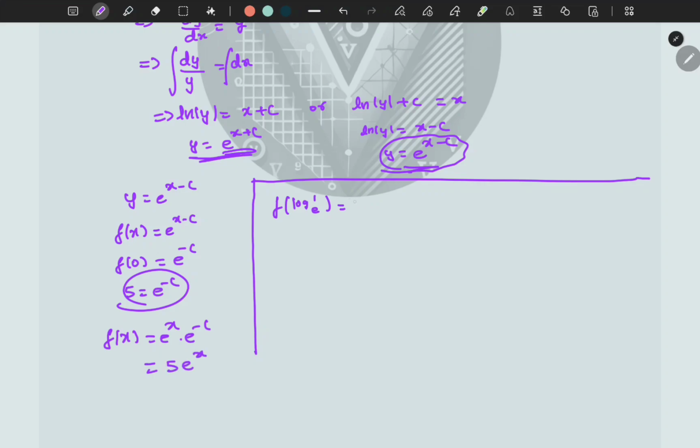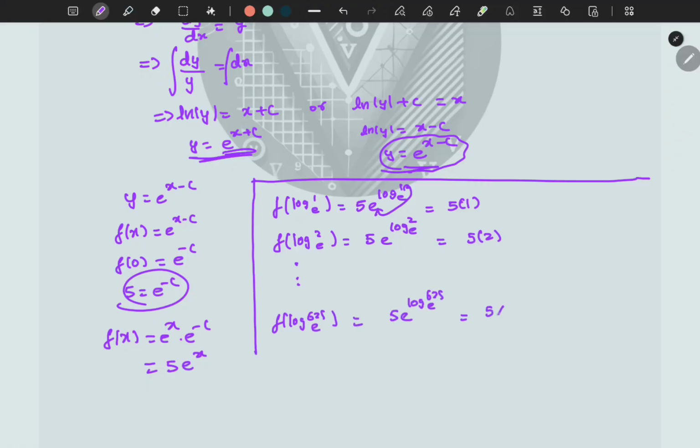So f of log 1 to the base c should be 5 into e power log 1 to the base c. This is simply 5. Log 1 is anyways 0, e power 0 is anyways 1. Or we can simply write 1 here, right? As we have done in the previous question. E and log are inverse of each other, so we can cancel it. I mean, not cancel, we will be getting 1 as the final answer. Now f of log 2 to the base c, by the same logic, should be 5 into e power log 2 to the base c. This should be simply 5 into 2, right? Likewise, f of log 625 to the base c should be 5 into e power log 625 to the base c, which should be 5 into 625.